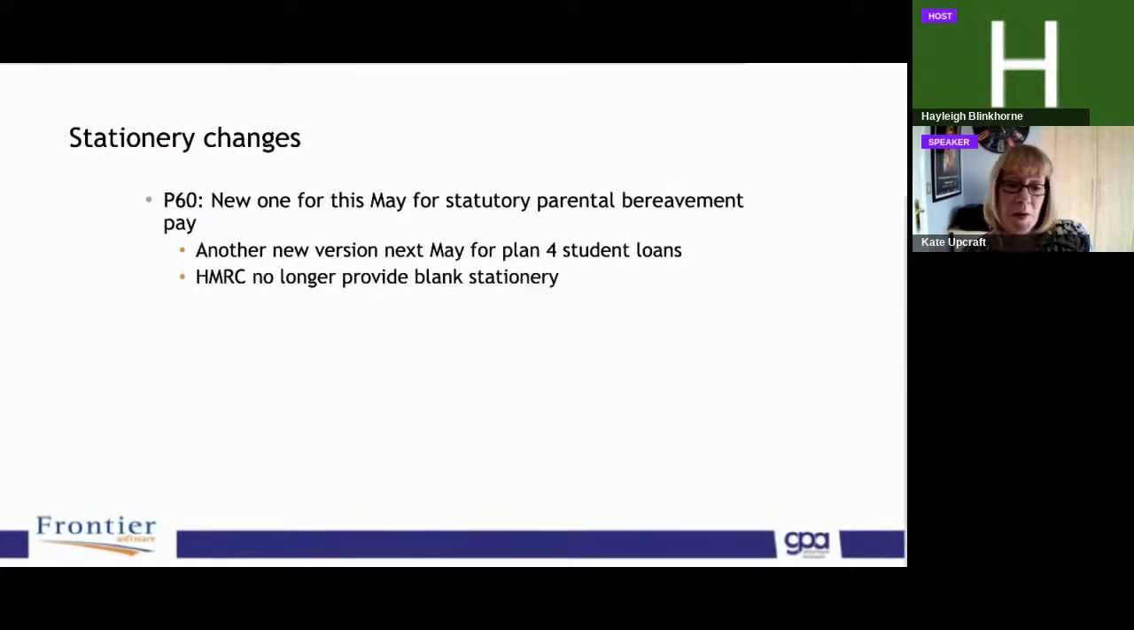So as a result of the student loan plan form changing, it also means that we have to introduce a new P60 at the end of the 21-22 tax year, but we've got one anyway to be given out at the end of May in respect to the tax year that's just ending. That's because in the UK last April, at the start of the tax year, we introduced a new statutory payment, statutory parental bereavement pay, so that necessitates a new P60, and as I say, yet another one next year. And HMRC, our revenue authorities, do not provide those blank forms anymore. You have to produce them from your software or buy them on a commercial basis. Next one, please.